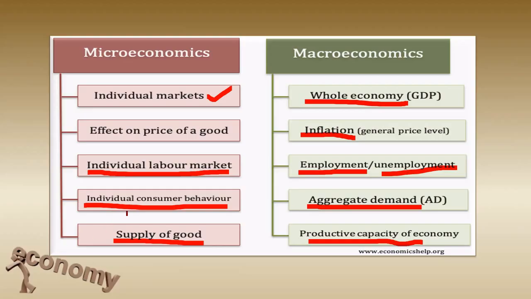In microeconomics, we are studying individual consumer behavior, whereas in macroeconomics, we study the aggregate demand approach. In microeconomics, we study the supply of one good, whereas in the macroeconomic approach, we discuss the productive capacity of the economy, that means aggregate supply.